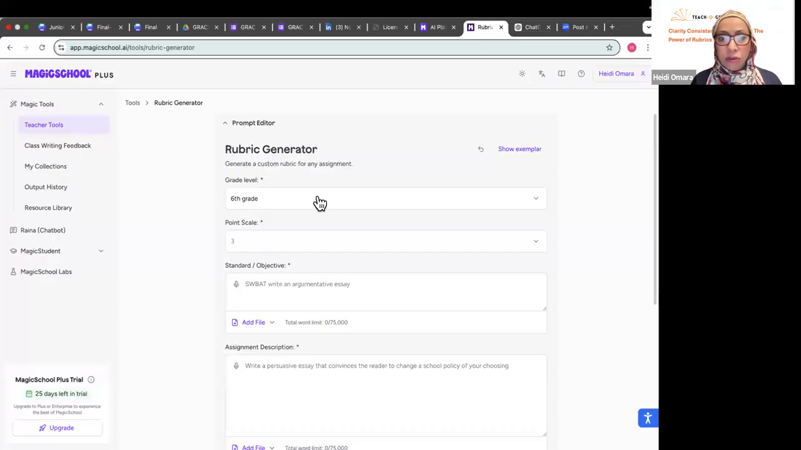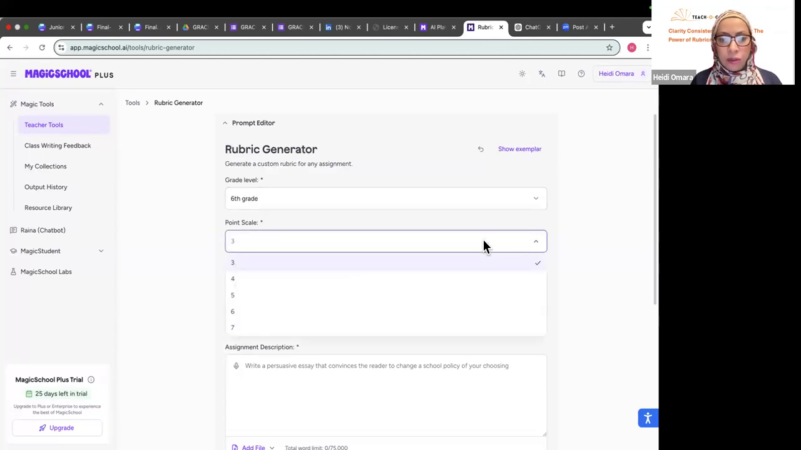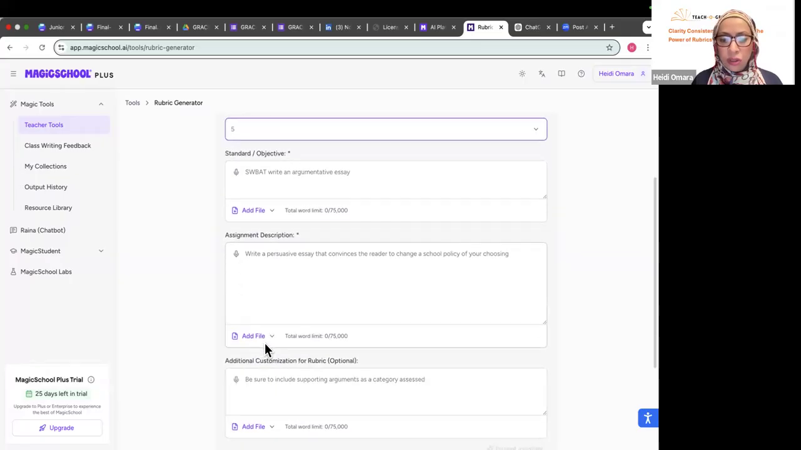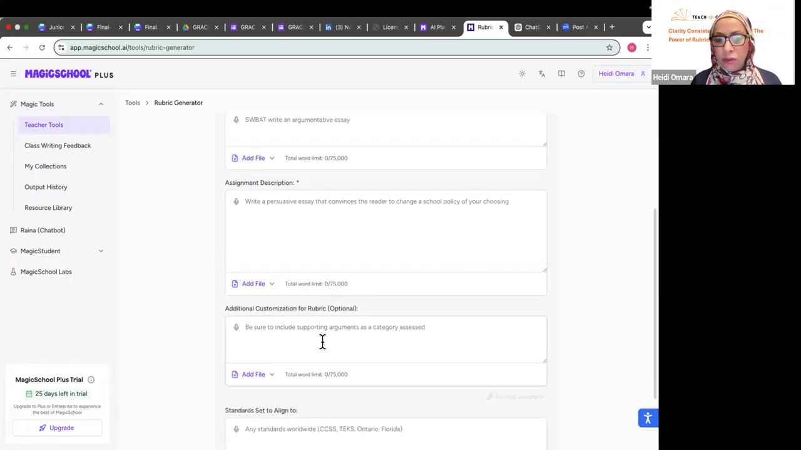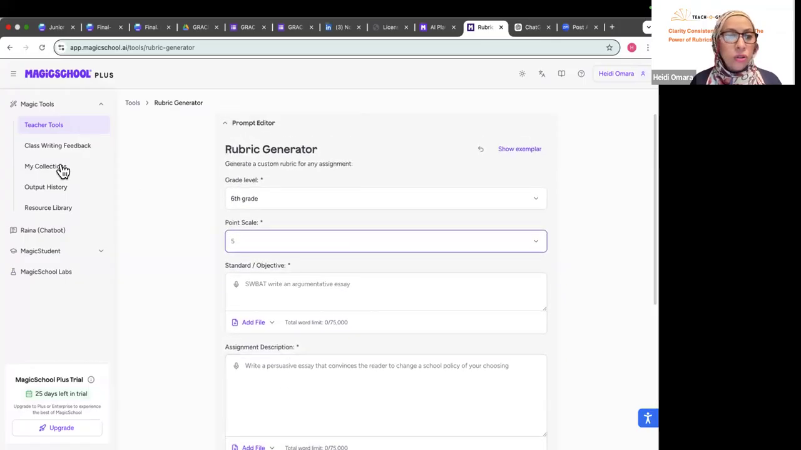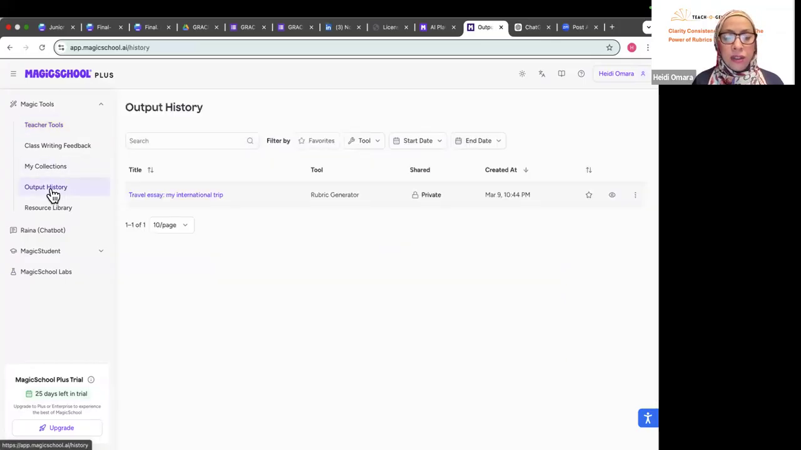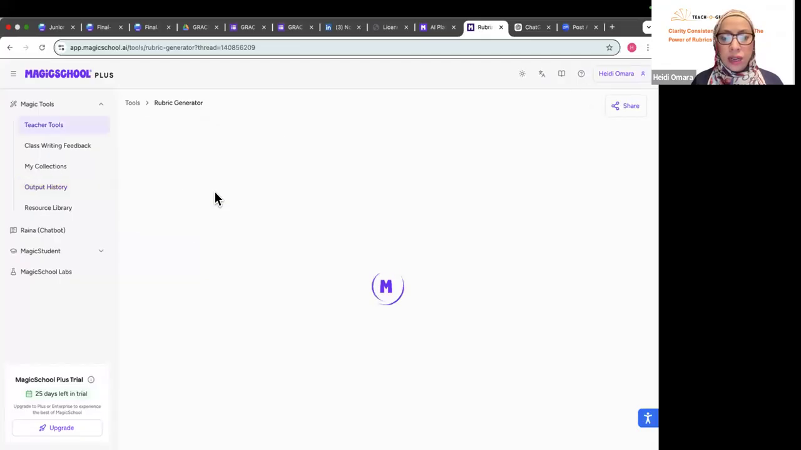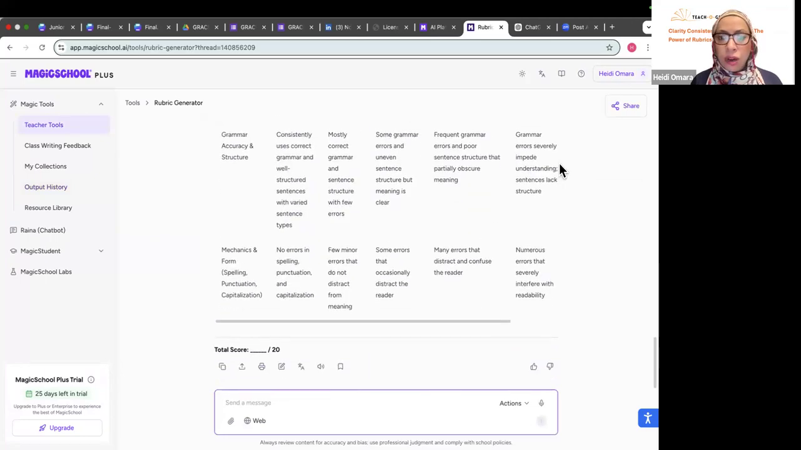So here, in the rubric generator you write the level, the grade level, sixth grade or whatever, and then the point scale, you can have the point scale 5, for instance. Standard objective, you write it here. Assignment description, you write what you want here. And additional customization for rubric, you can add things here. Standard set to align, and then you generate. So I'll show you one that I've created already. This is the one that I created.